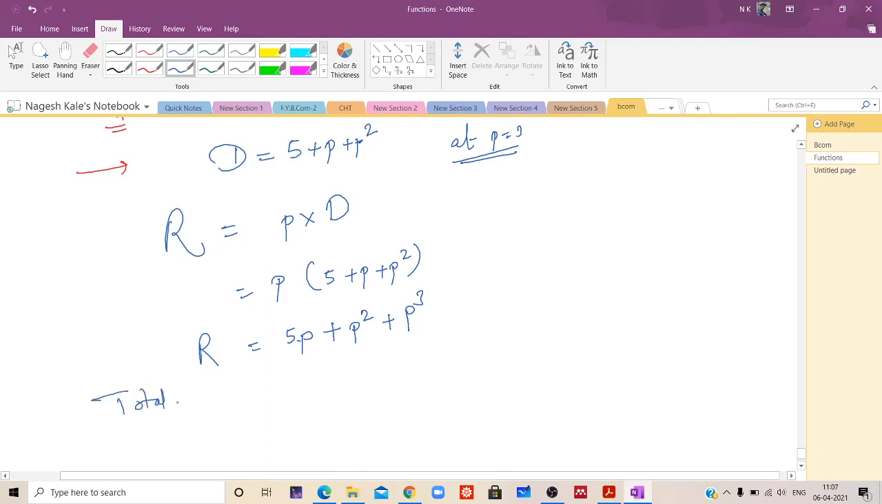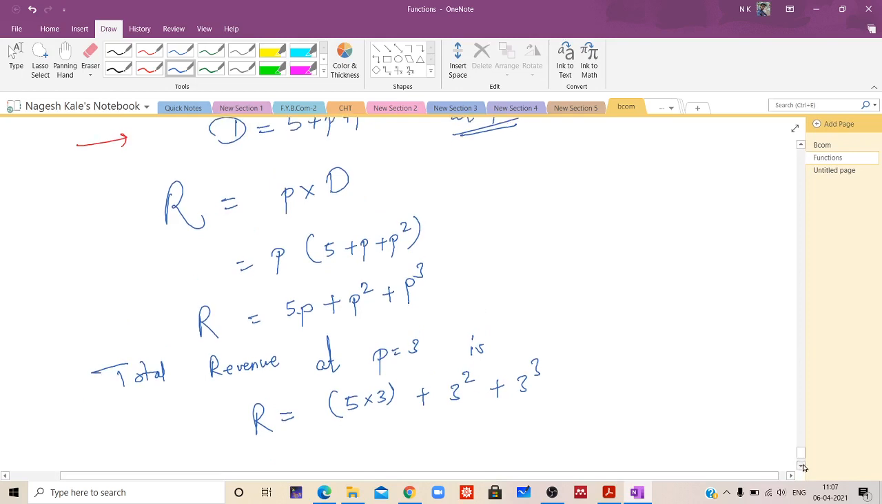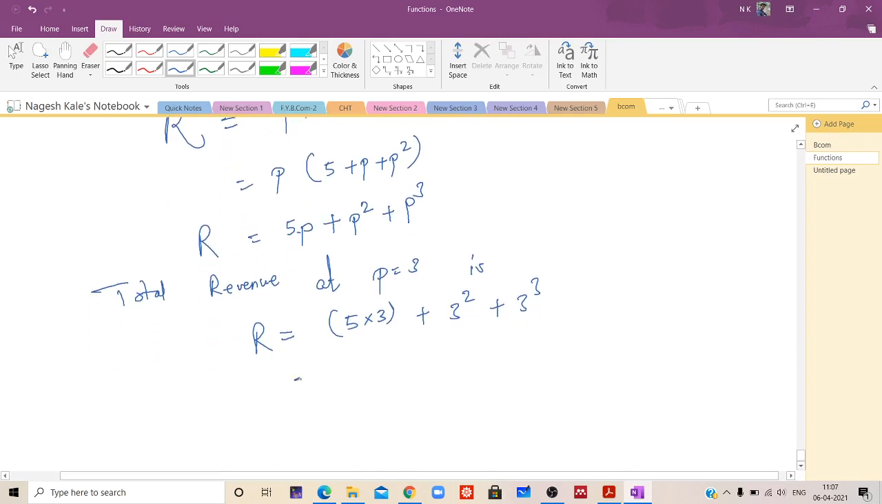So therefore total revenue at p equal to 3 is R equal to, wherever there is p, put 3. So 5 multiplied by 3 plus 3 square plus 3 cube. So the answer of this particular question will be 5 into 3 is 15 plus 3 square is 9 plus 3 cube is 27. So the answer will be 51, right? So this is the total revenue in this particular example, right?